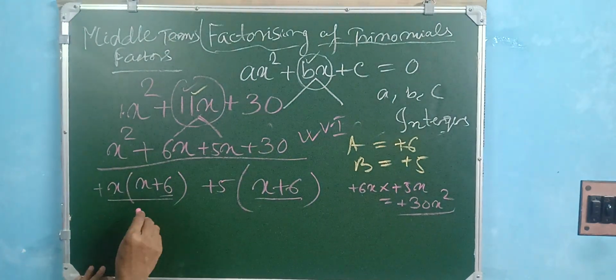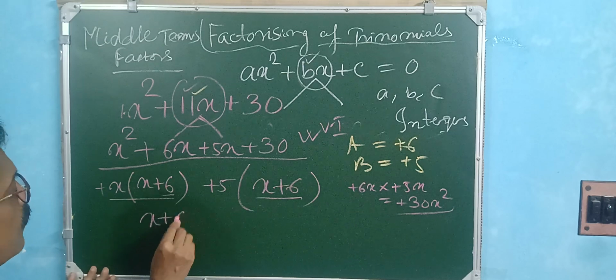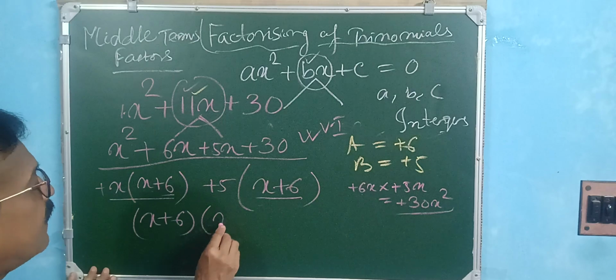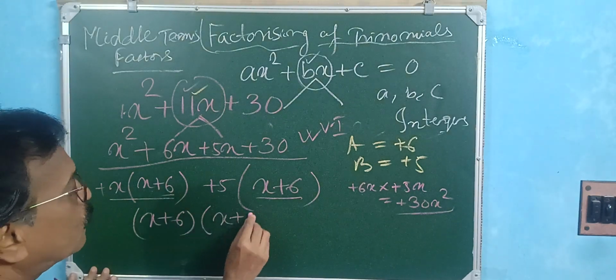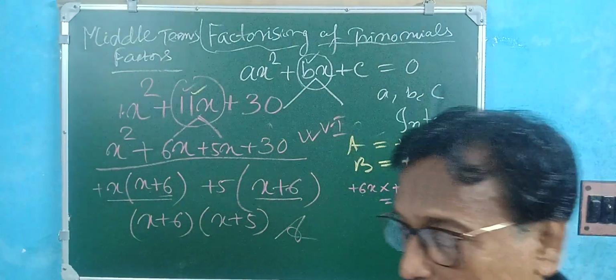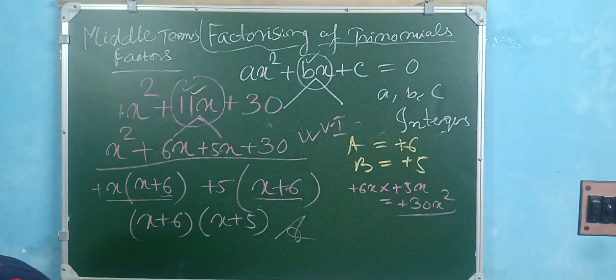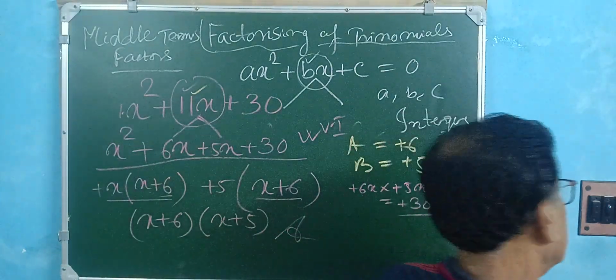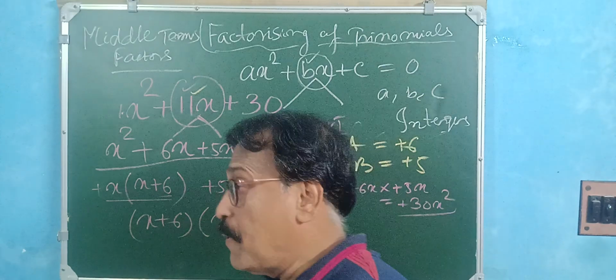Okay, no problem. Now, because x plus 6 is common in both, what is left is x and 5. So the answer will be x plus 6 times x plus 5. In this way you solve the sum. This is a very important process called the middle term factor. Understand it properly.